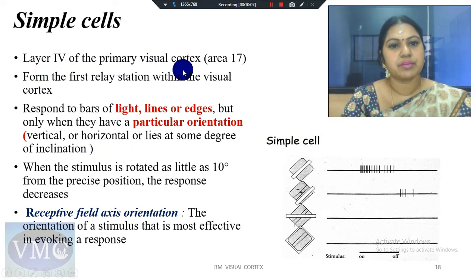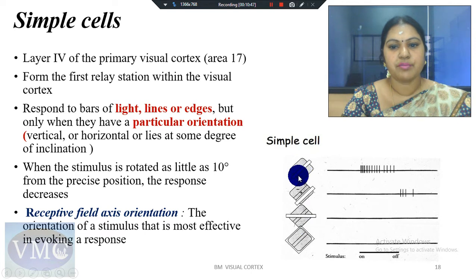Layer 4 of the primary visual cortex, Brodmann's area 17, has the simple cells. They form the first relay station within the visual cortex. They respond to bars of light, lines or edges, but only when they have a particular orientation, vertical or horizontal, or lying at some degree of inclination. When a stimulus is rotated as little as 10 degrees from the precise position, the response decreases. It has a receptive field axis orientation, that means the orientation of a stimulus that is most effective in evoking a response. So you look into this picture, these are simple cells.